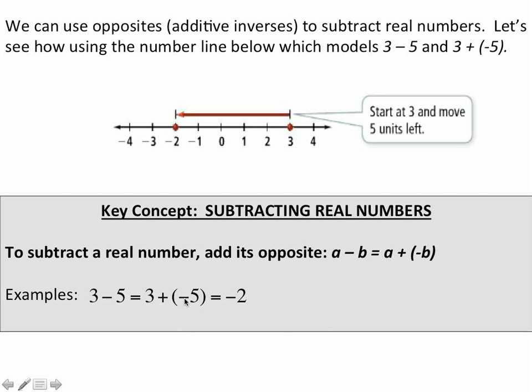Now apply your rules. They have different signs, so subtract them, put the sign of the bigger, which would be negative 2. 3 minus negative 5, well, the opposite of negative 5 is positive 5, so this problem would turn into 3 plus 5. Now they have the same sign, so you can just add the numbers together, keep the sign you got, which would be 8.